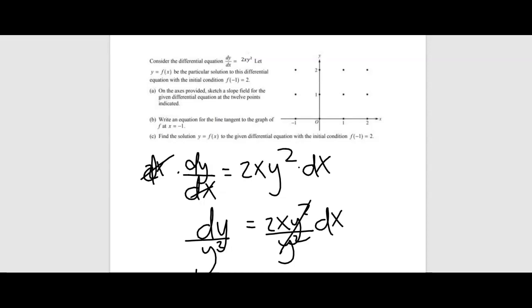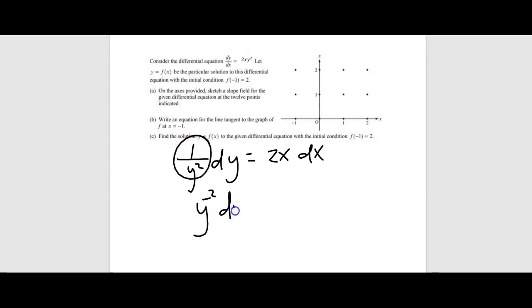And so what I end up with as a result of doing all that is the following. I have 1 over y squared dy is equal to 2x dx. Now this guy here, I'm going to rewrite as y to the -2. If it was a first degree power instead of a 2, I would have left it on the bottom because that's going to be an ln in that case. But since it's a power of 2, you change it to a negative exponent and move it to the top so we can just do the power rule.